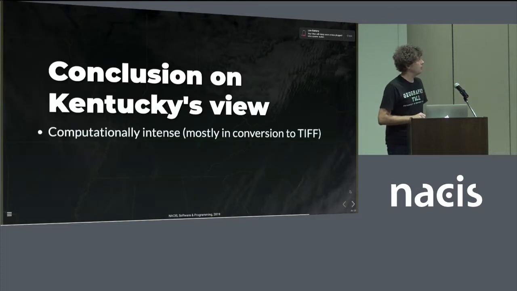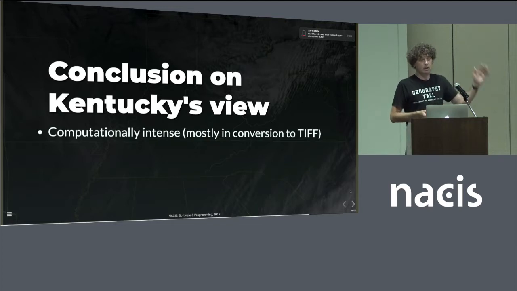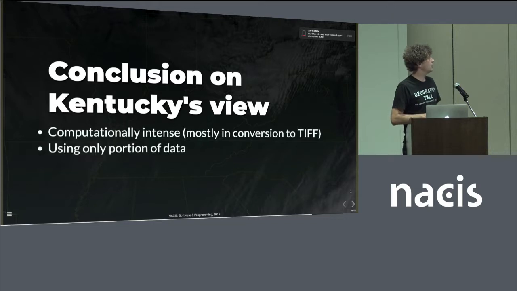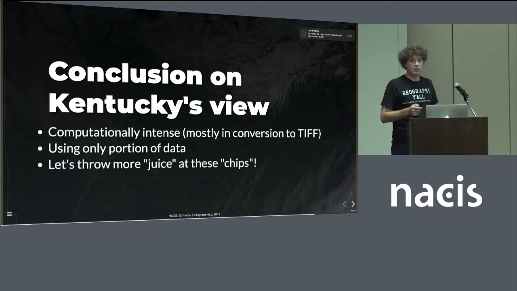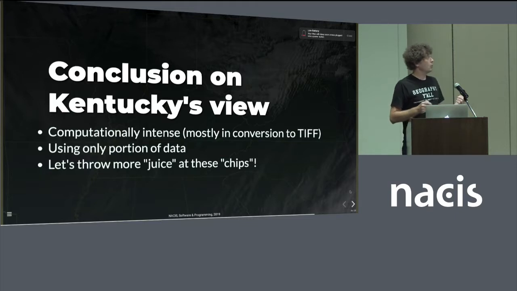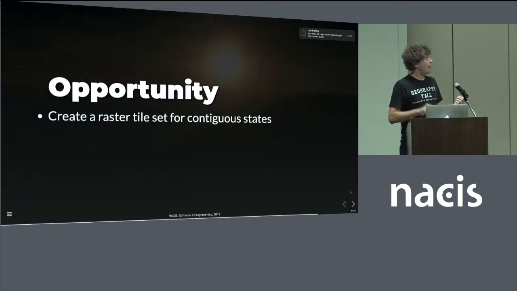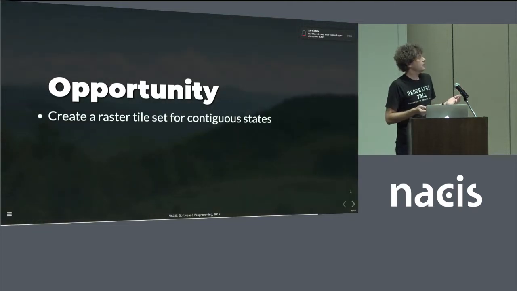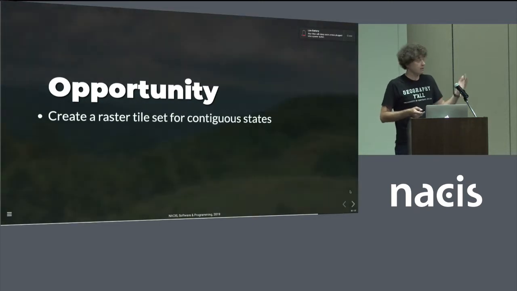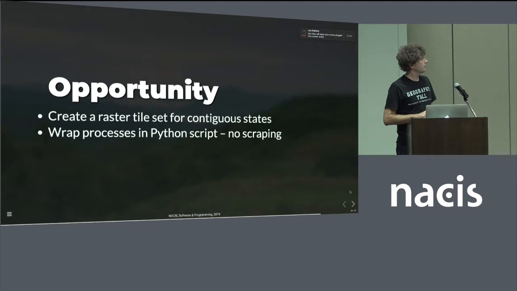And so the conclusion on the view, and I'll try to show at the end, it is pretty computationally intense to convert the netCDF format to a TIFF. But you're not running your computer, you're running up on the web, so you can walk away and do whatever you want. And I'm only using a portion of the data, right, just Kentucky. So I said, well, hey, let's throw some more juice at these chips up on the internet and see if we can pull down and do the entire raster tile set for the contiguous states, right? So if it only takes a little bit of time to do Kentucky, and it's not on my computer, but I'm running a server, then maybe we can do the entire US.